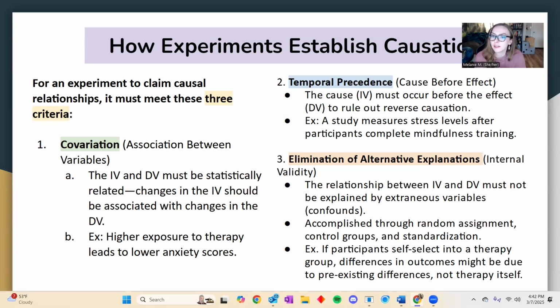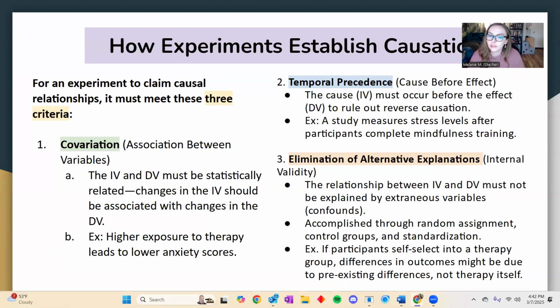So an example here is a study measuring stress levels after participants complete a mindfulness training. What inexperienced researchers might do is measure stress levels and ask, have you ever been to therapy? But they don't ask about stress levels if you're currently in therapy versus previously in therapy versus want to go to therapy in the future. That temporal component of it, you have to be able to prove that one thing changing results in a different outcome.